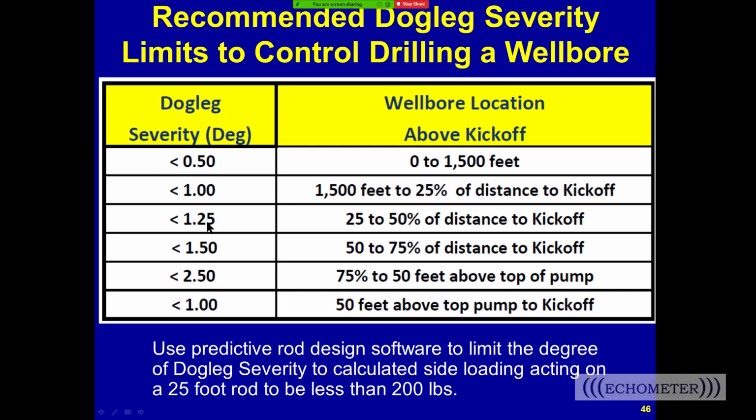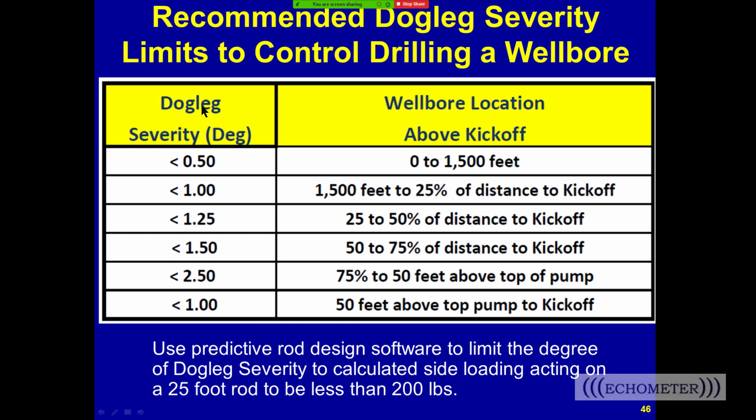1 to 2.5 degrees dogleg severity from 25% to 50% of the well depth, and then 1.5 degree from 50% to 75% of the well to kickoff point, and then it's increasing versus depth, 2 to 2.5 degrees from 75% of the depth to within 50 feet of the pump, and then from 50 feet above the pump to the kickoff point, assuming the pump's probably set to kickoff, less than 1 degree.